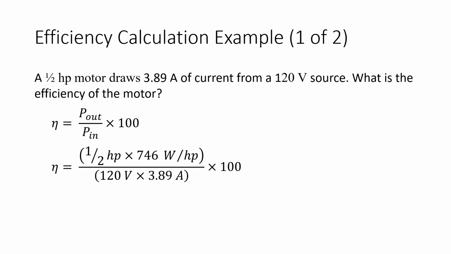Now the output power is 1/2 horsepower times 746 watts per horsepower divided by the input power, 120 volts times 3.89 amps, and this is multiplied times 100 to express the value of efficiency in percentage. So the efficiency of this motor is 79.9%. So we're losing almost 20% of the electrical power supplied in the form of heat.